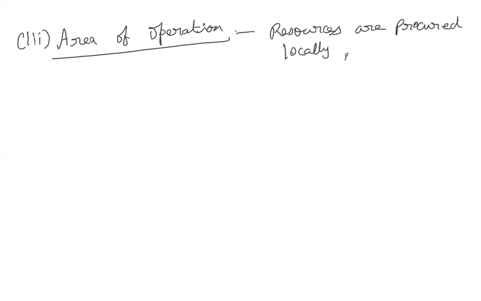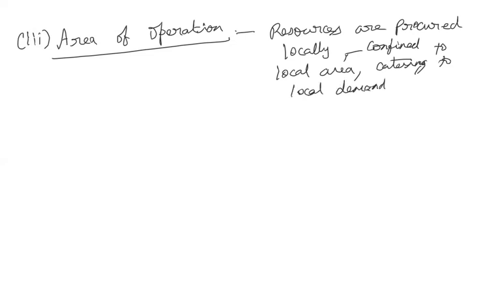Because of this reason, the area of operation is confined to that local area, catering to the local demand, unlike the large scale enterprises who meet the needs and demands of people across the country. Whereas the small scale industries cater only to the needs of the local demand. The main reason is that they don't have that much capacity in the form of capital, technology, and raw materials. So they will cater only to the local needs.